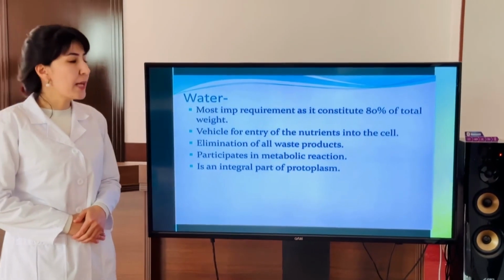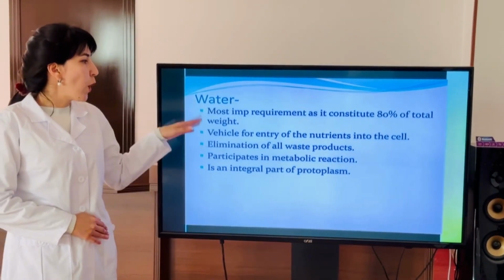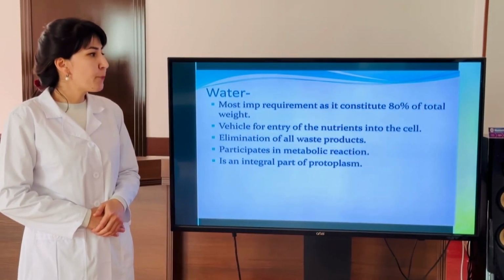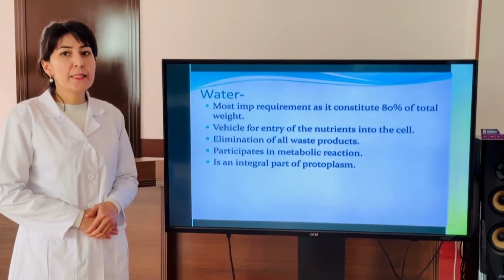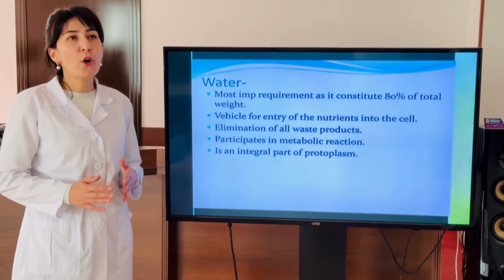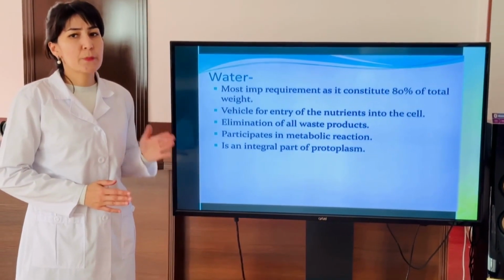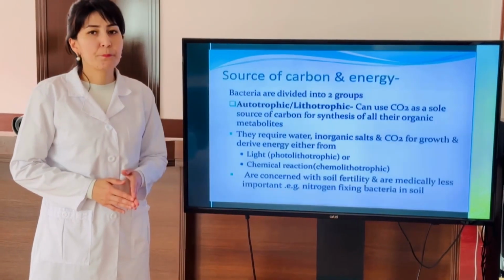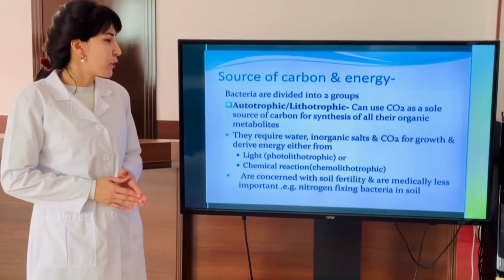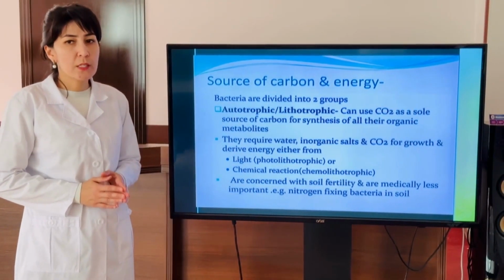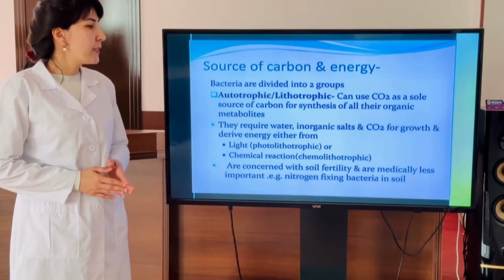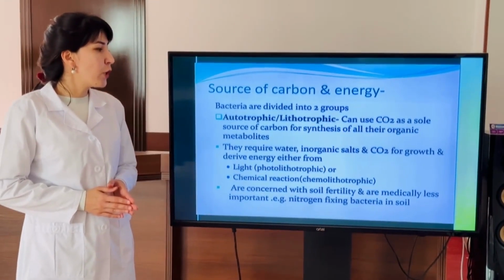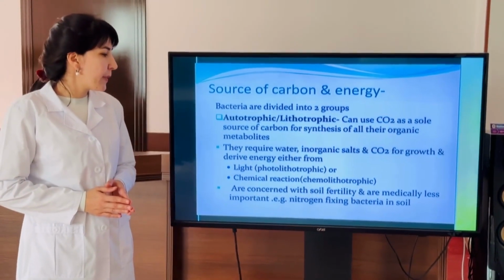First I will talk about water. Water is the most important requirement, considered to be about 80% of total weight. It helps in the elimination of waste products, participates in metabolic reactions, and is an integral part of the protoplasm. Source of carbon and energy: bacteria are divided into two groups, and autotrophs or lithotrophs can use carbon dioxide as a sole source of carbon for synthesis of all their organic metabolites.